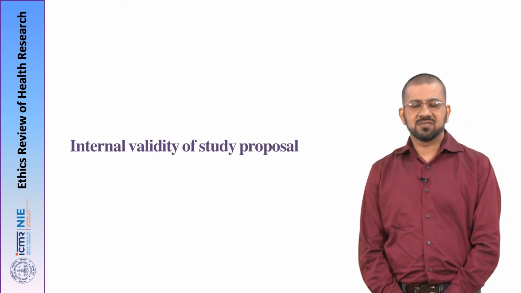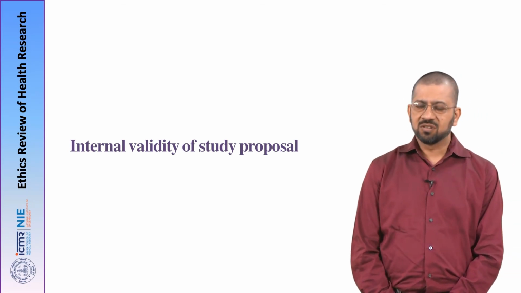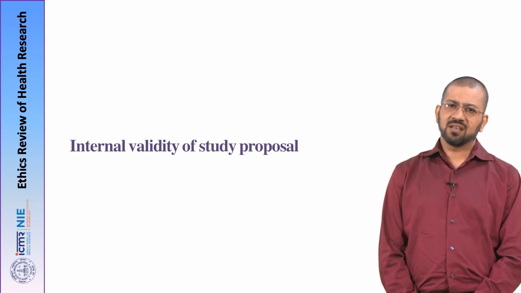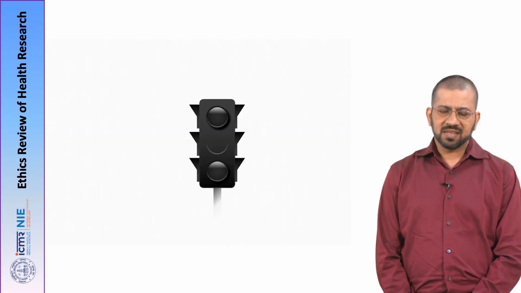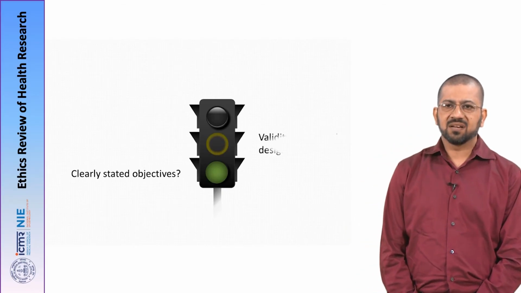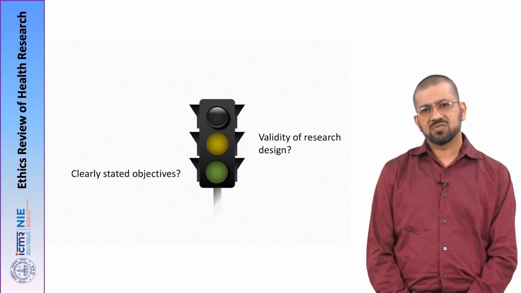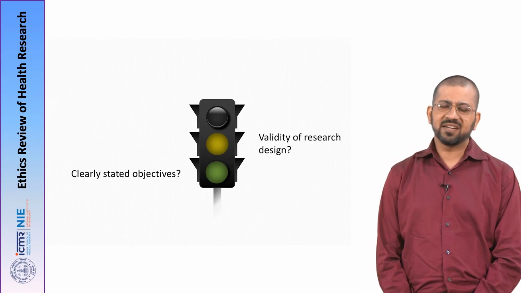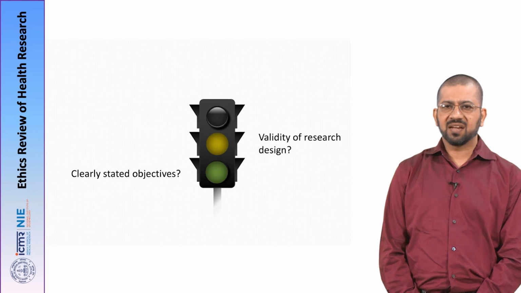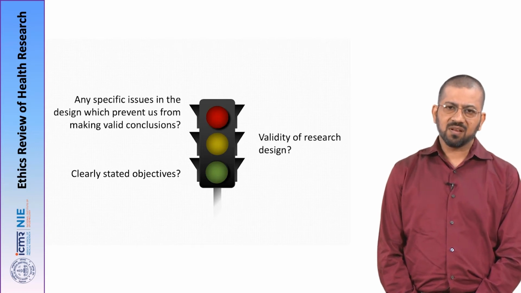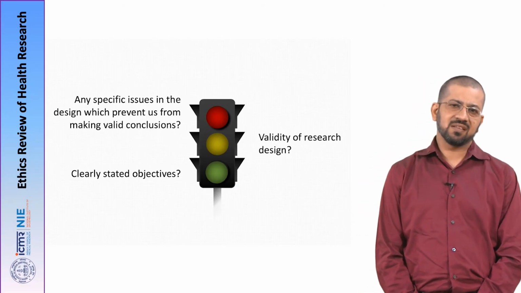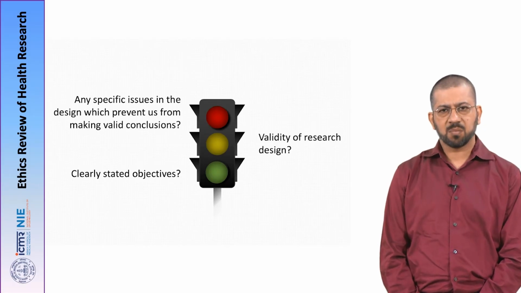Internal validity is key to making a good study proposal. There are probably three main elements that go into ensuring good internal validity. The ethics committee needs to look into whether the study objectives have been clearly stated, whether the study design proposed to answer the research question is valid and appropriate, and ultimately how well the methodological issues have been delineated, so that we can make a valid conclusion at the end of the analysis when we get the study results.